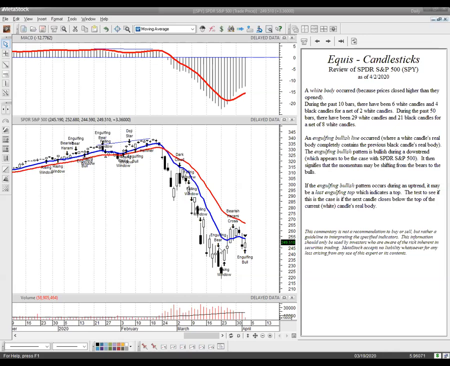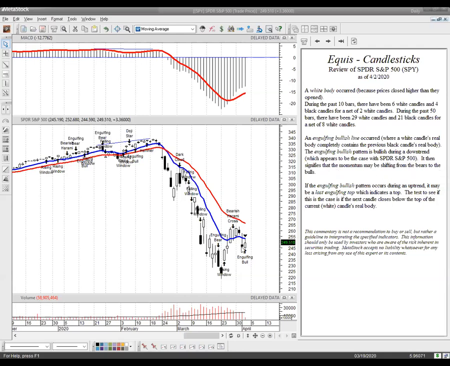Here you had a rising window, an engulfing window, a falling window, a dark cloud. So if I wanted to learn about what an engulfing pattern was, an engulfing bullish line occurred. This is where a white candle's real body completely contains the previous candle's real body. The engulfing bullish pattern is bullish during a downtrend, which appears to be the case in the S&P 500. It then signifies that the momentum may be shifting from the bears to the bulls.